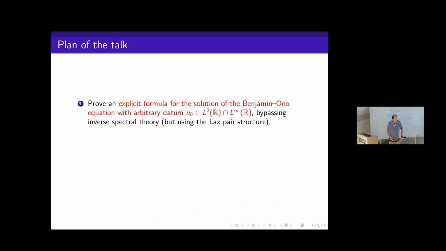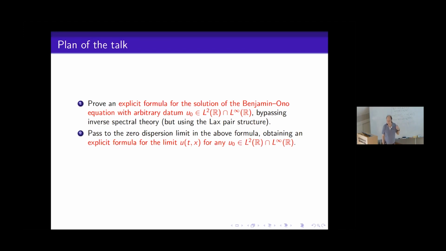My talk will be in 3 parts. The first part will be to prove a completely explicit formula for the solution of the Benjamin-Ono equation for a given epsilon, if you prefer, with an arbitrary datum in L2 intersection L infinity. And this will, as I already announced, bypass completely the inverse spectral theory, but it will not bypass the Lax pair structure. I will use very strongly the Lax pair structure in a different way.